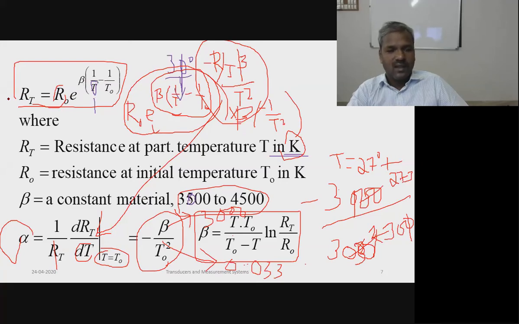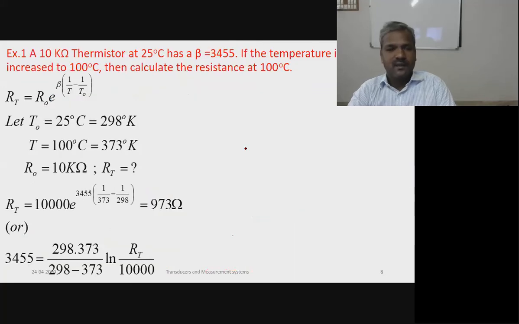Now apply natural log on both sides. So you get ln of RT by R naught equal to beta into this, as ln and e cancel. So beta times this. Take beta alone on this side. Take the LCM: denominator T into T naught, numerator T naught minus T. Then bring that to the other side, so you get this value. Very easy manipulation.